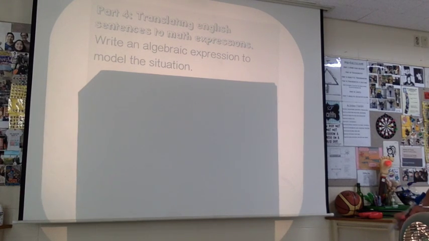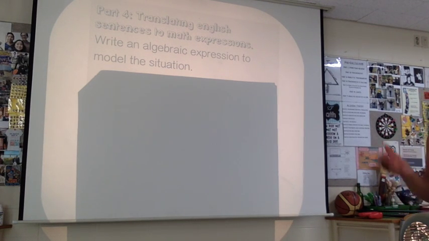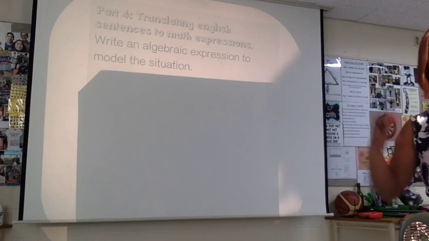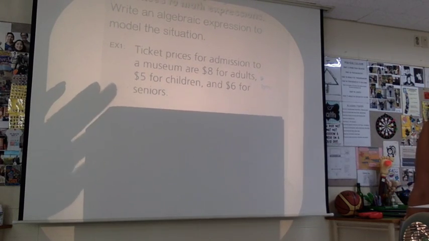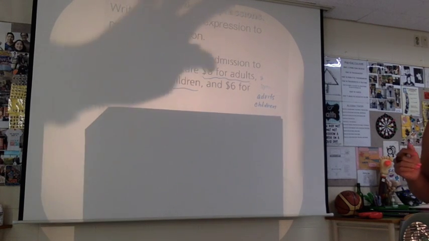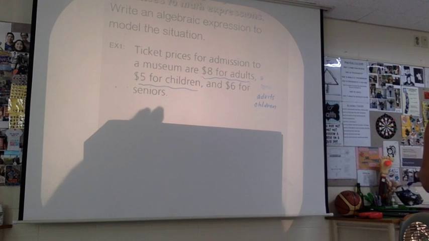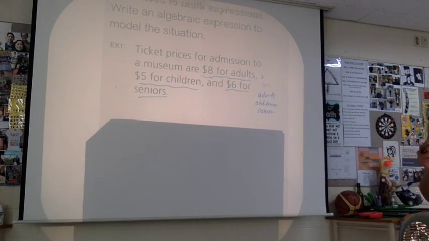So now you're going to go the other way, okay? I'm going to give you a situation, and you write a mathematical expression for it using variables, constants, coefficients, whatever you need. So this one says, ticket prices for admission to a museum are $8 for adults. So let's actually write some notes. Adults, and you also have $5 for children. So I'm going to write children here, and you see these are key things, so I'm going to underline that. Also $6 for seniors. There's another set of people, seniors.